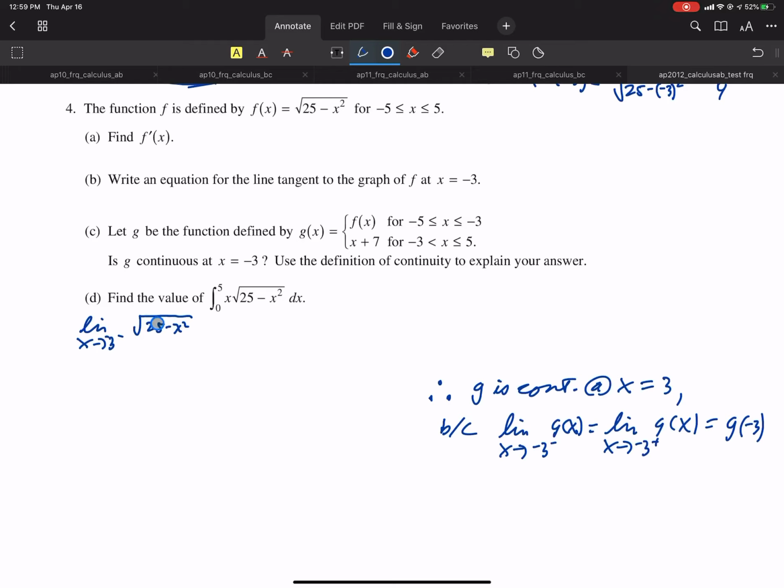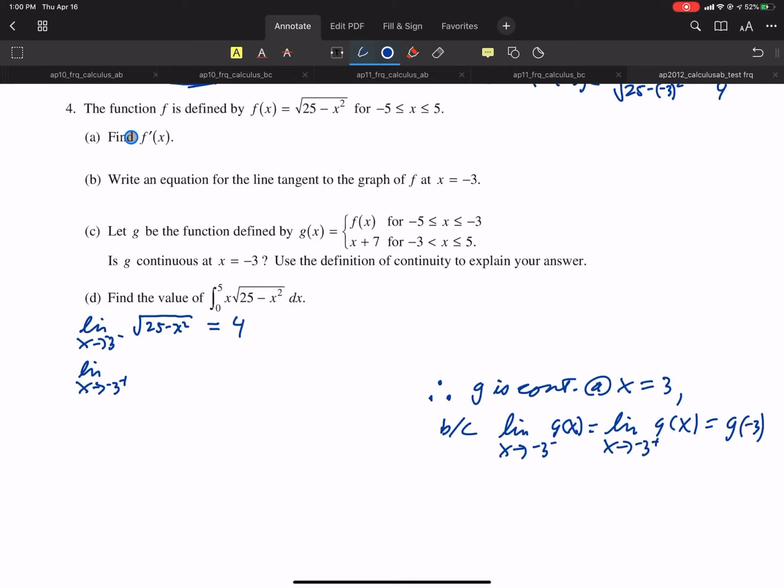And so this is a composition of functions. We know this is continuous as long as it fits in the domain. We know square root can't be negative, but we don't have to worry about that. When we plug in the -3, we're not going to get negatives underneath that, so that's not an issue. So to find this limit, you just plug in -3, and you get 4.